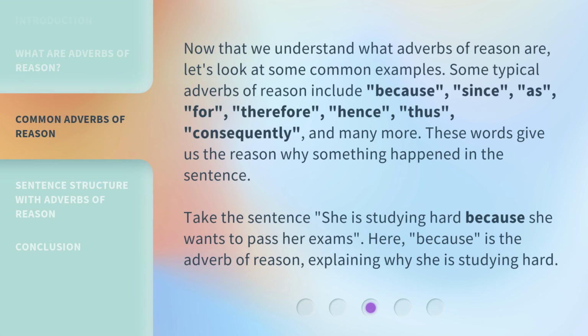Now that we understand what adverbs of reason are, let's look at some common examples. Some typical adverbs of reason include because, since, as, for, therefore, hence, thus, consequently, and many more. These words give us the reason why something happened in the sentence. Take the sentence, she is studying hard because she wants to pass her exams. Here, because is the adverb of reason, explaining why she is studying hard.